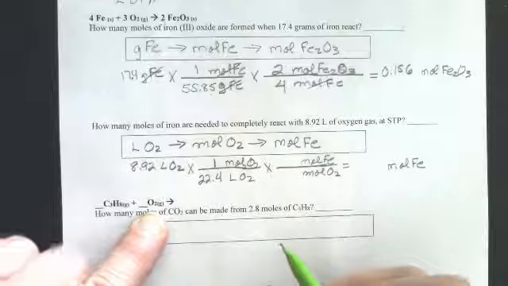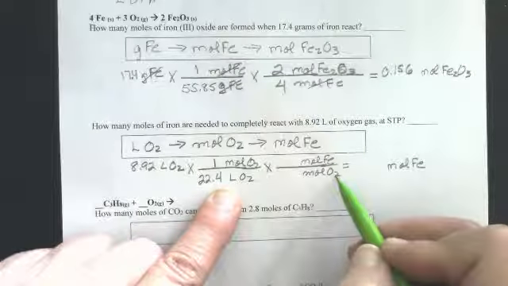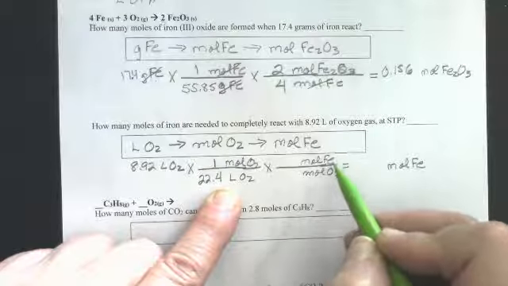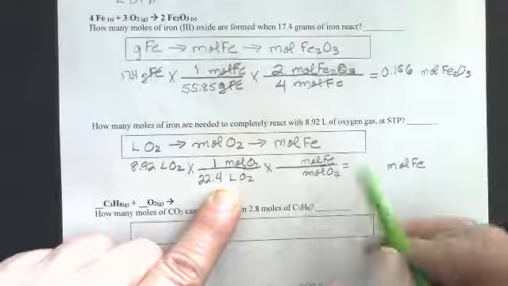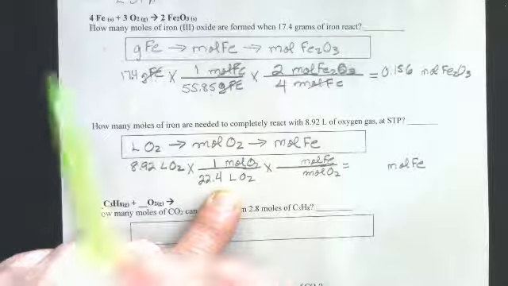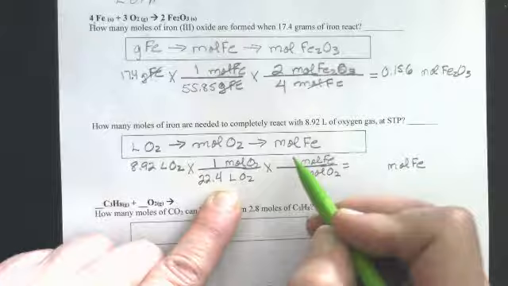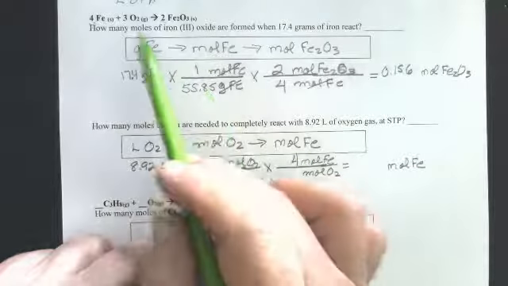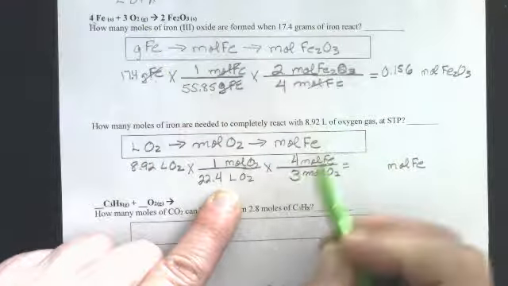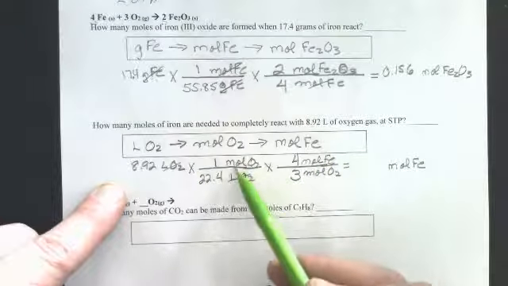Moles of iron and moles of oxygen. I have moles of 2 different substances in my conversion factor. That sends me to the balanced equation for the mole ratio. Moles of iron, 4. Moles of oxygen, 3. Okay, cancel my liters of oxygen, top and bottom. Moles of oxygen on top, moles of oxygen on the bottom. Moles of iron is what I have left.